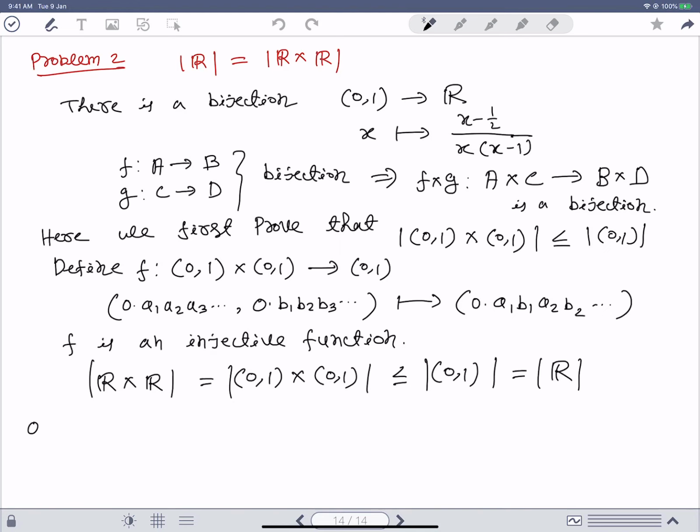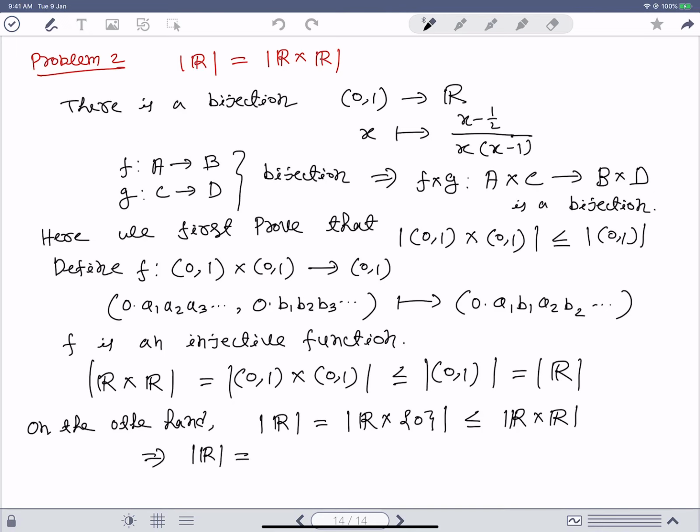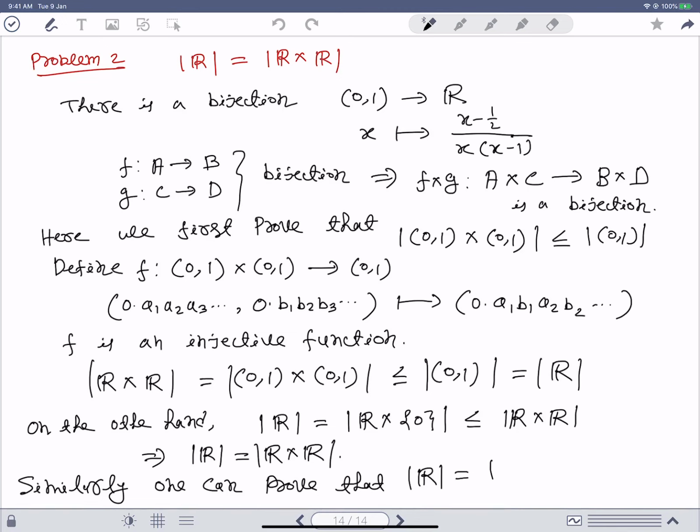On the other hand, the cardinality of R is the same as the cardinality of R cross 0, and that is less than or equal to the cardinality of R cross R, since R cross 0 is a subset of R cross R. Therefore the cardinality of R is the same as the cardinality of R cross R. Now similarly one can prove that the cardinality of R is the same as the cardinality of R to the n, that is n times R. Okay, so that is all for today, so I will stop here.